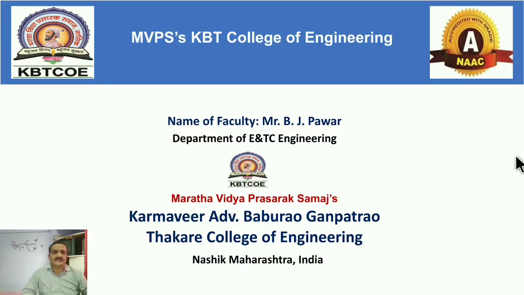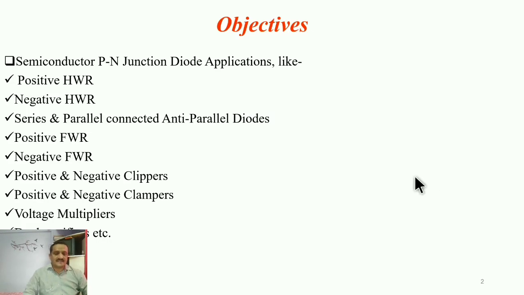Now friends, we will see the applications of our PN junction diode, of which the working and VI characteristic, diode current, the details we already studied, is it?